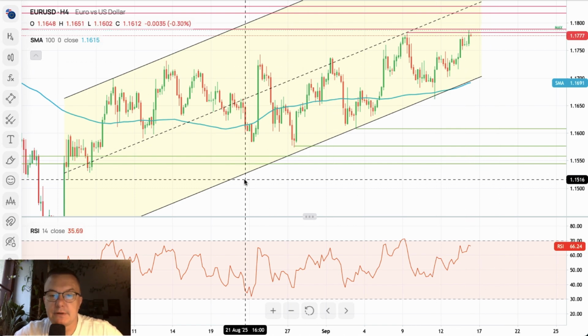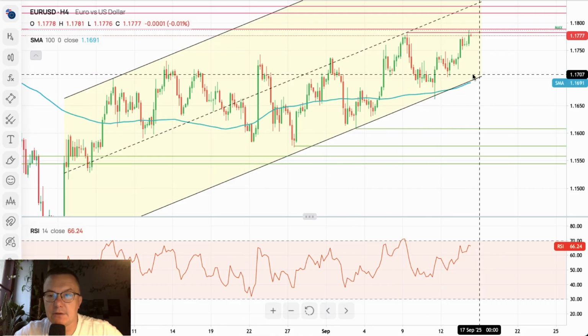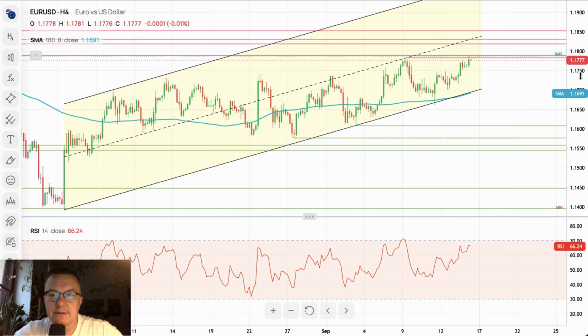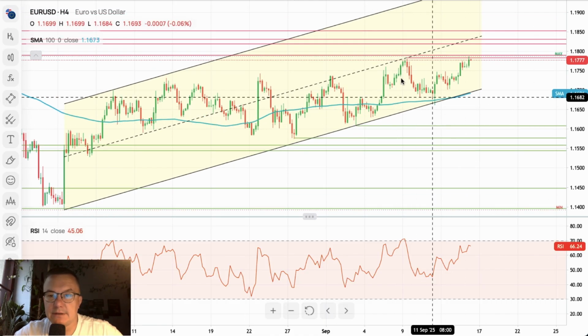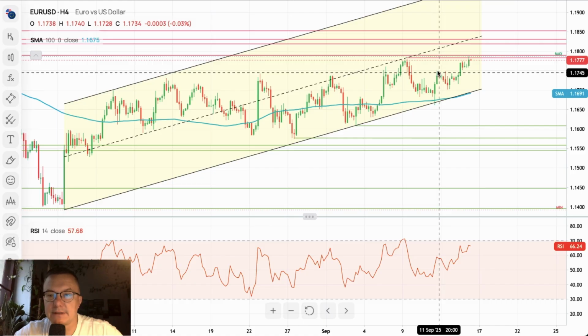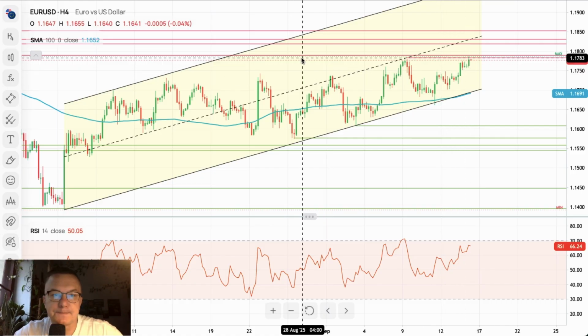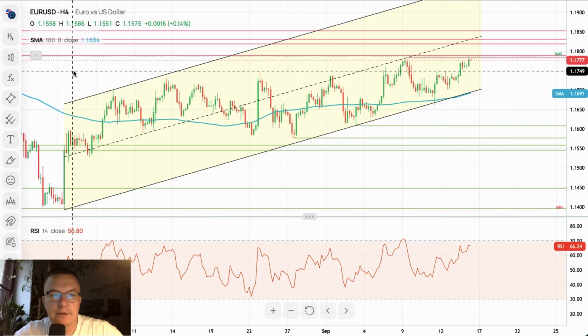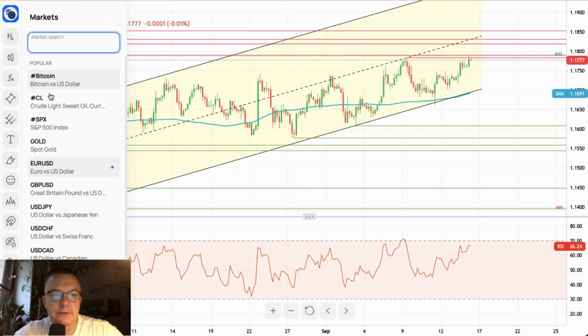The most important line here is, of course, the lower channel line that the market is right now using. This market tested this line before, and now we are waiting for the up movement continuation.